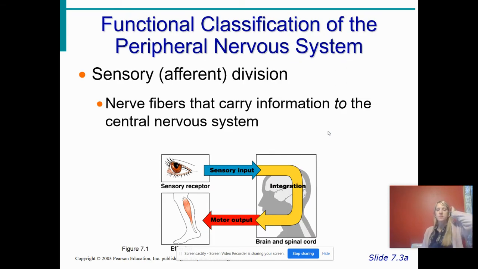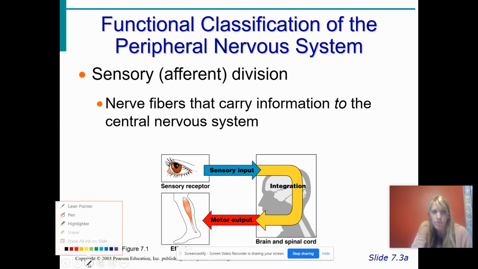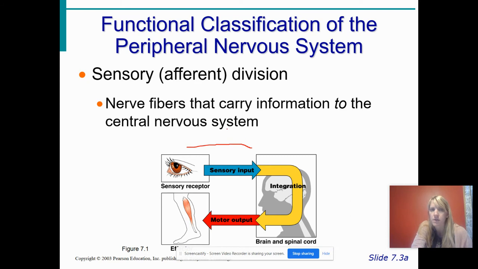Your peripheral nervous system, there are pictures directly out of your book, has the afferent sensory division. Afferent goes toward the brain and spinal cord, and efferent goes away from. Afferent is in the beginning of the alphabet, it starts with the A, so it goes toward, and efferent starts with the E, it goes away. So you can see right here, if I write on here, here's your sensor, you're noticing bright light or whatever. It goes toward, afferent, A goes toward, and then processes the information here, sends a response to your legs to run away or whatever, efferent.